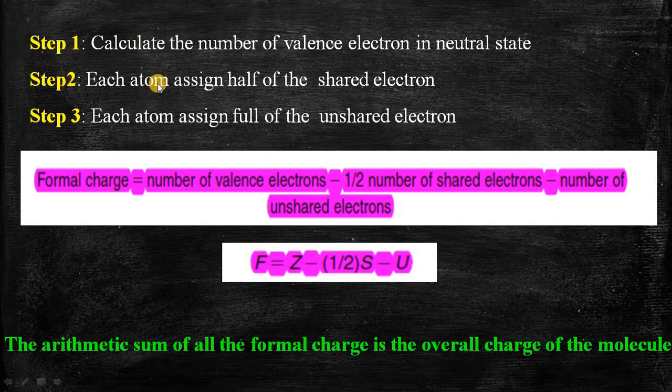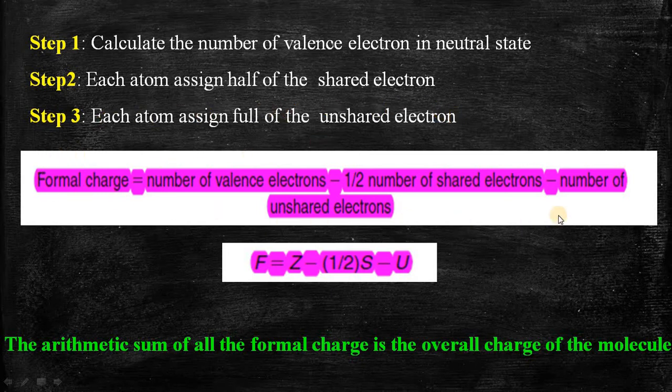After knowing all these things, the first is the number of valence electrons, the second is the number of shared electrons, and the third is the number of unshared electrons. You have to fit all those numbers into the formula for calculating the formal charge, which is the number of valence electrons calculated in step 1, minus half of the number of shared electrons calculated in step 2, and finally minus the number of unshared electrons calculated in step 3.